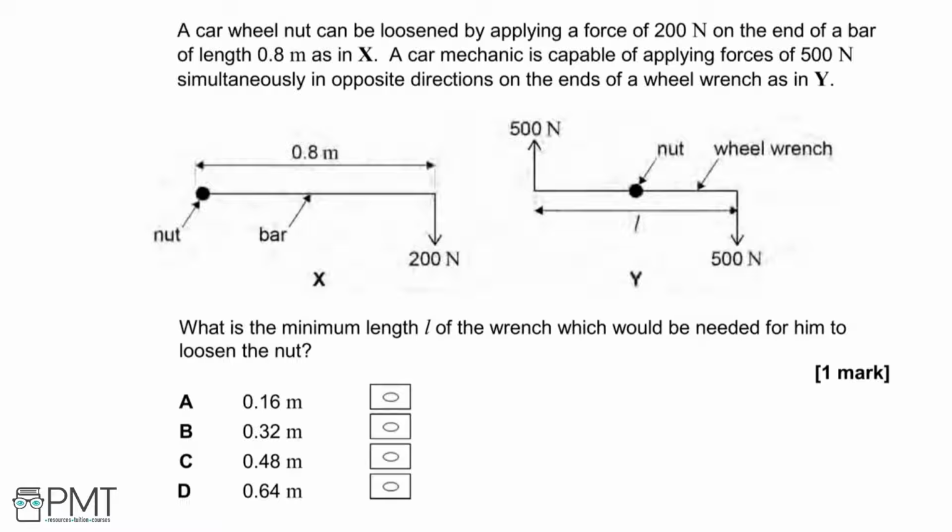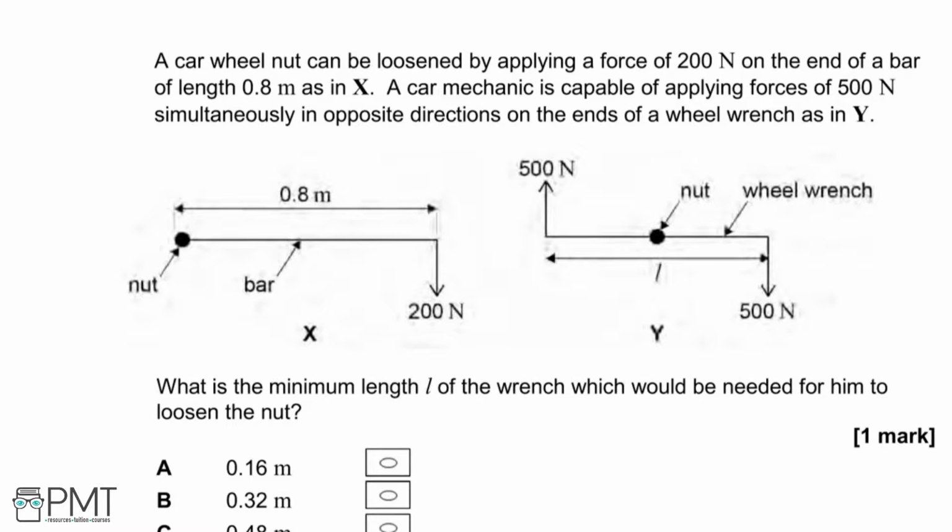And then you've got the two diagrams there, one where the force is being applied on one side of the nut, the pivot, and the other where there are two forces, one on each side, and they're acting in opposite directions. What it's asking is for you to work out what the minimum length L of the wrench needs to be for you to loosen this wheel nut.